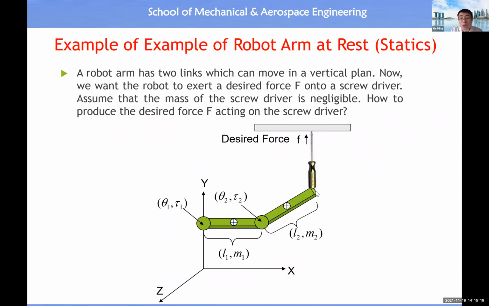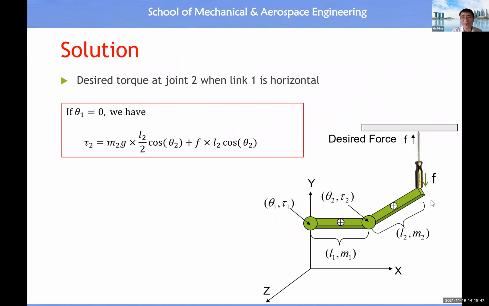What happens if the tip of this robot arm also has an interaction force with the environment? For example, this arm carries a screwdriver. The screwdriver will exert force F on the ceiling. Once it applies force on the ceiling, the ceiling will have a reaction force acting on the tip of the robot arm. So in this case, we have an extra component, like in the previous example.